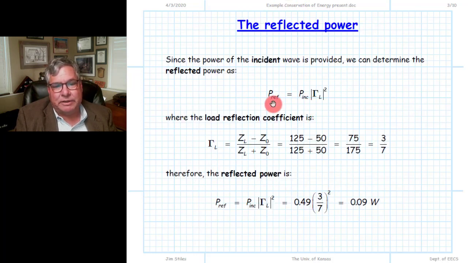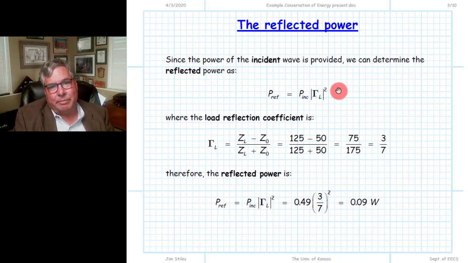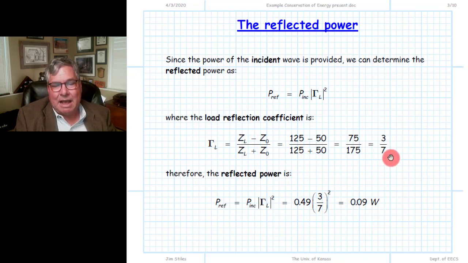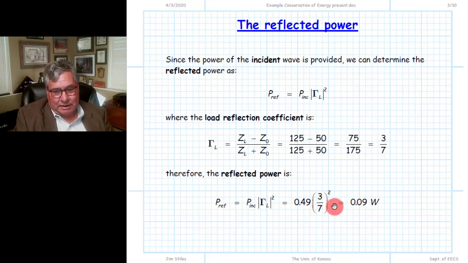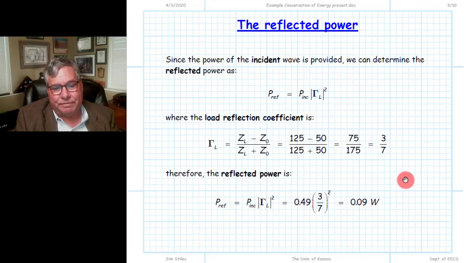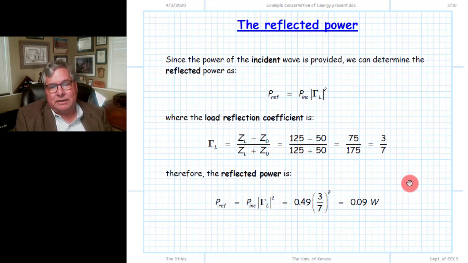So the relationship between the reflected power and the incident power, which is given in this problem, is simply the ratio of the two is simply the magnitude squared of the load reflection coefficient gamma L. Of course, we know what that load reflection coefficient is, ZL minus Z0 divided by ZL plus Z0. We put in the requisite numbers for this circuit, and we get a value of gamma L of 3/7. We take the magnitude squared of that and multiply it by 0.49, the incident power, and this provides us with the reflected power. So immediately we can take the incident power and determine the reflected power.